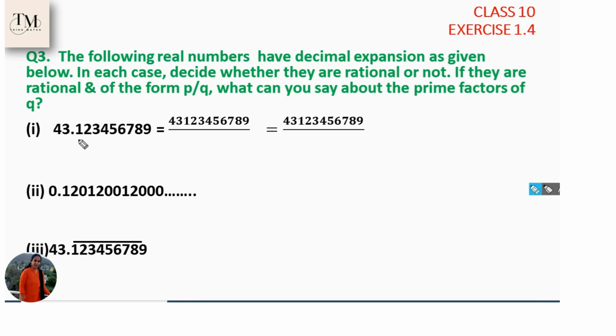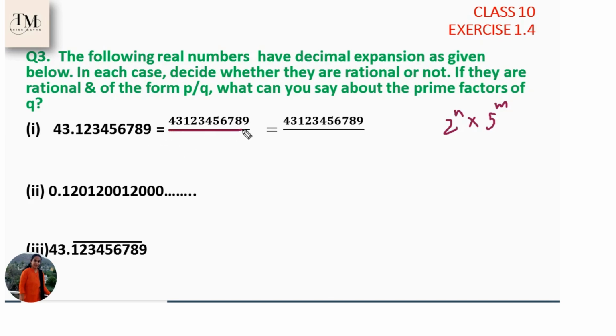Okay. So they gave a decimal expansion of some number. We have to check whether it is rational or not. To check whether it is rational or not, we proved some theorems. That is, if the denominator is of the form 2 power n into 5 power m, then we can say the given number is a rational number with terminating decimal expansion. So that is the condition we have to follow.